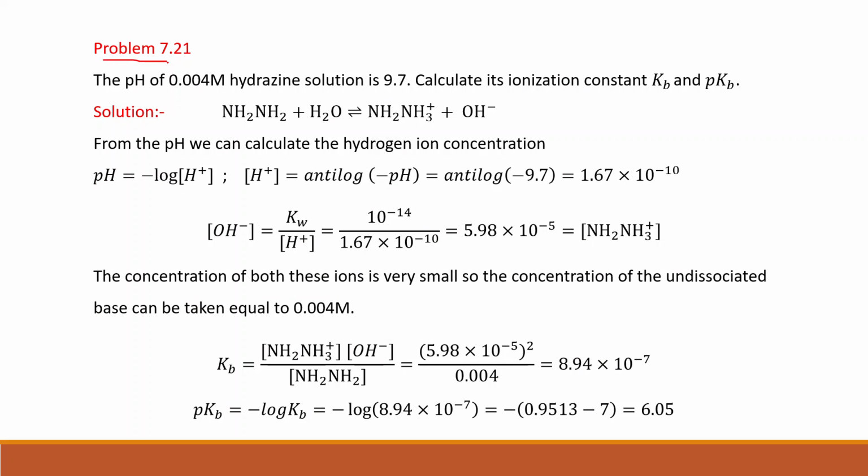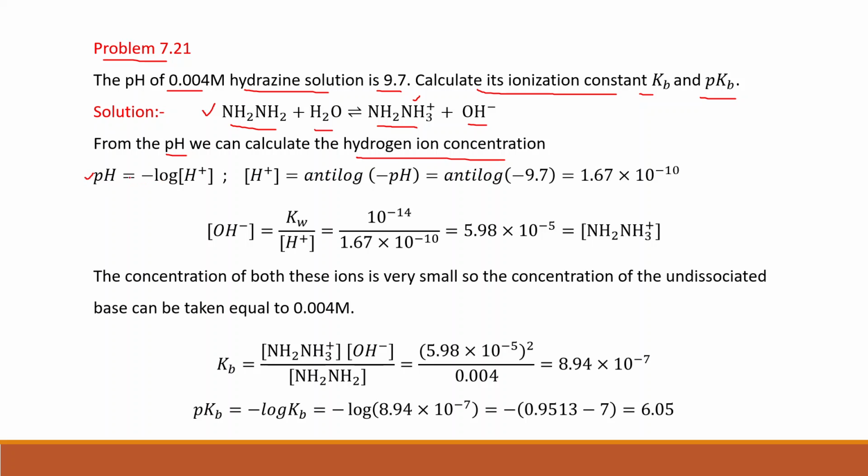Next, problem 7.21. The pH of 0.004 M ammonia solution is 9.7. pH is given. Calculate its ionization constant Kb and pKb. Now we can write the ionization process. NH3 plus H2O converting into NH4 plus, this is the ammonium ion, plus OH minus ion.